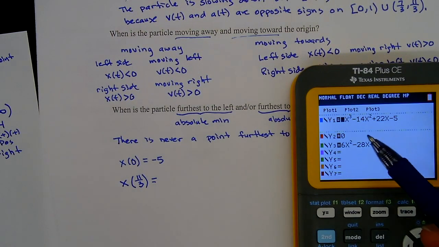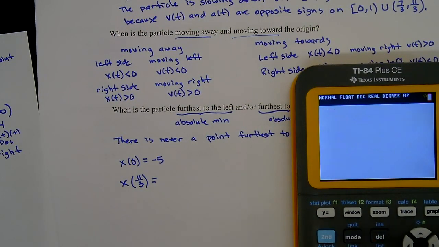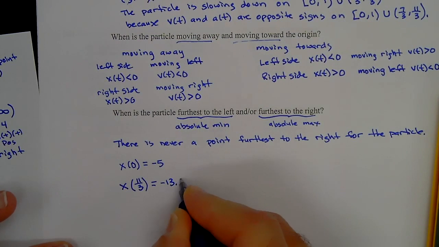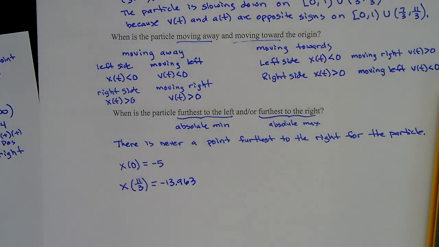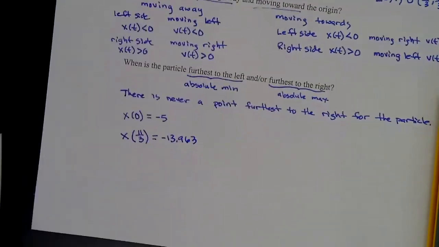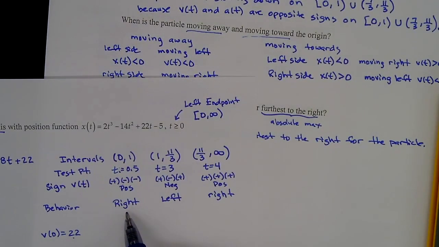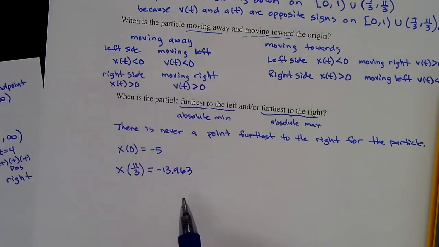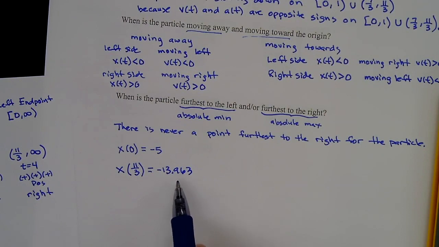So I have my position function in y1. I'm going to do alpha trace number 1, y1 of, and I'm going to put a fraction bar, 11 thirds. And let's see what we get out of this. We get negative 13.963. So that means we started at -5, we went to the right and then we went left, and we went more left than we did right, because this is a bigger negative value. We went further to the left than -5.